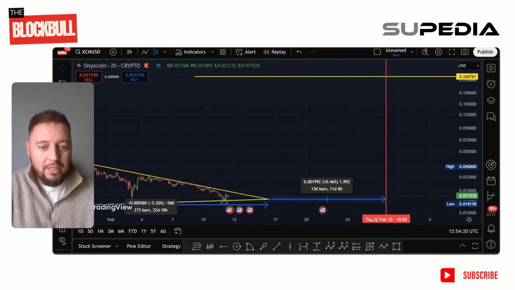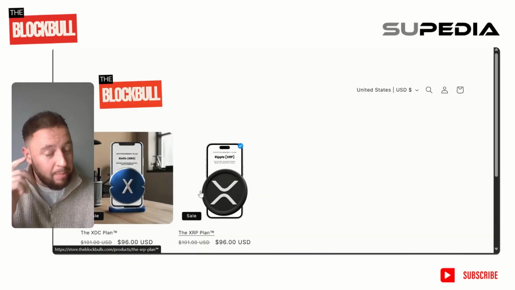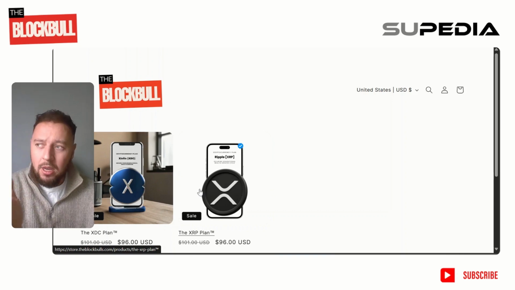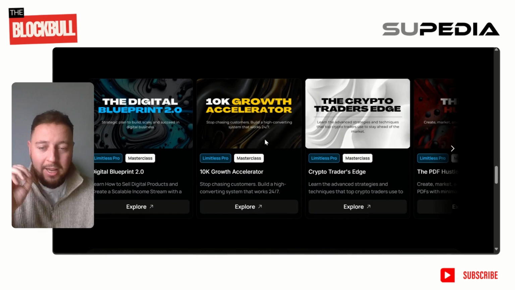And we've also got the 27th of Feb in as well, because we've also done the time analysis, which again, guys, is all in these XDC XRP plans. Again, updates are coming. Whether you've purchased or you're about to purchase, you will receive a new updated copy very, very shortly, guys. Not to mention Supedia as well.